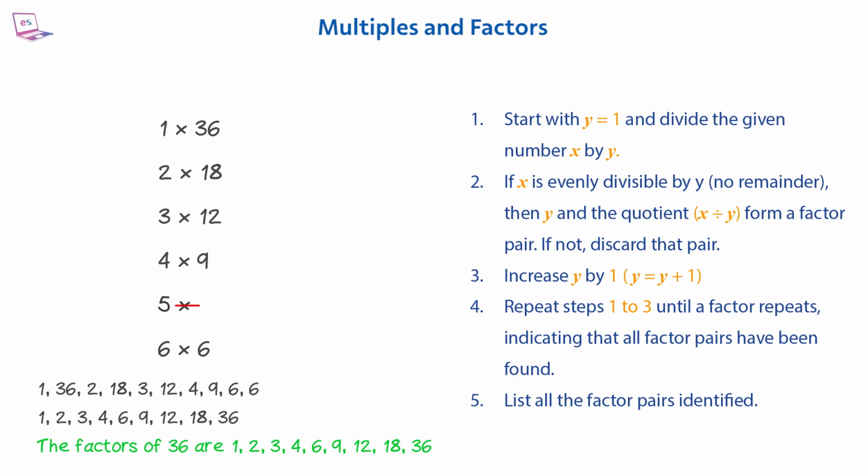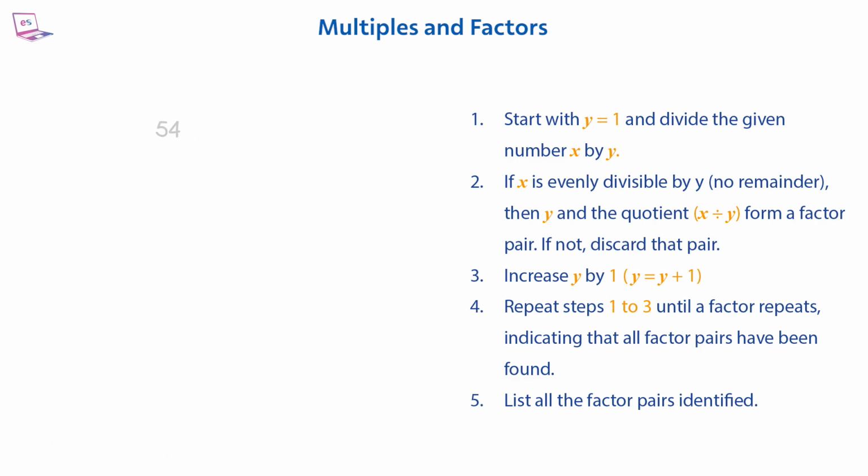Let's see another example. Find all the factors of 54. Let's follow the 5-step procedure. Here, the given number is 54 and let's start with y equals 1. Divide 54 by y, 1. Is 54 divisible by 1? Yes. 1 times 54 equals 54. The factor pair is 1, 54.